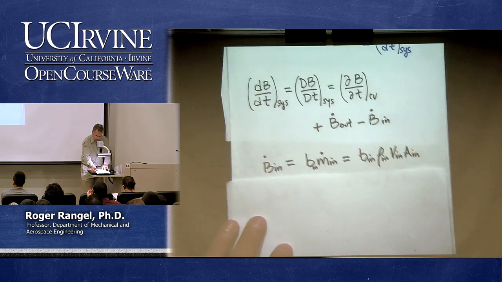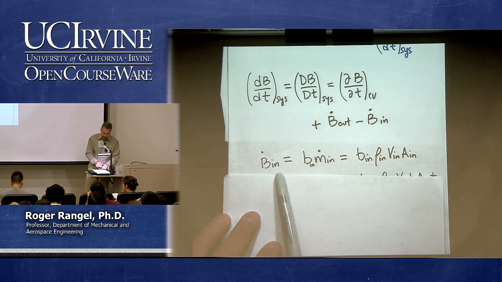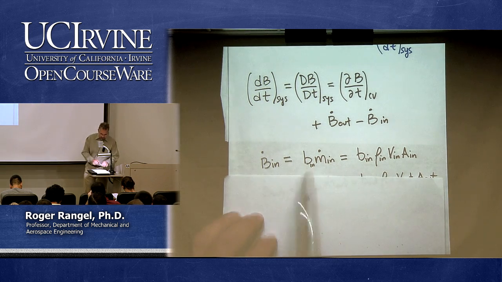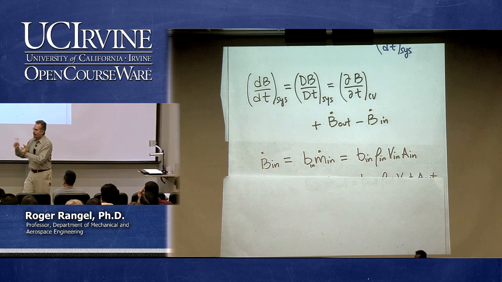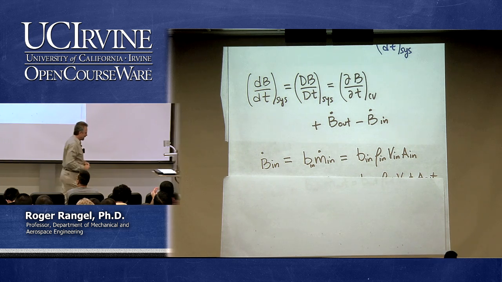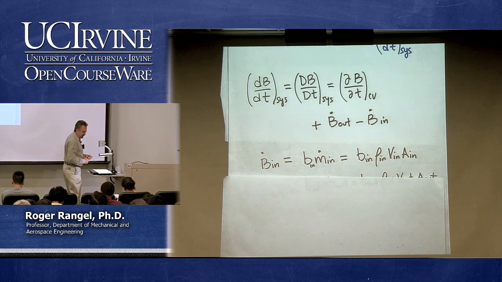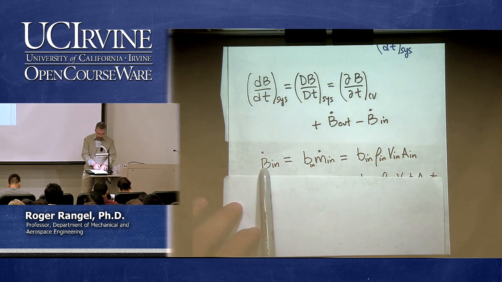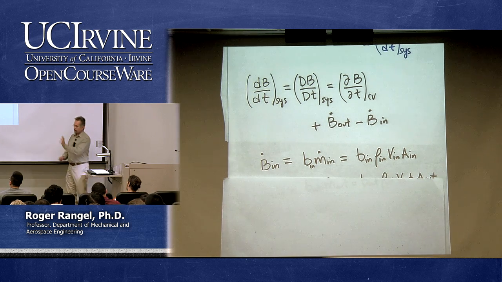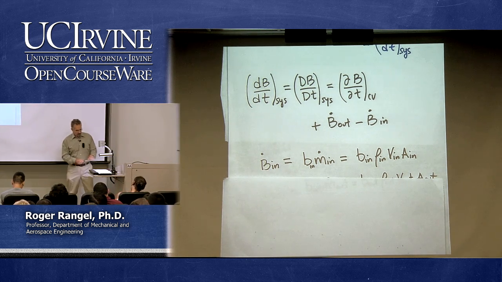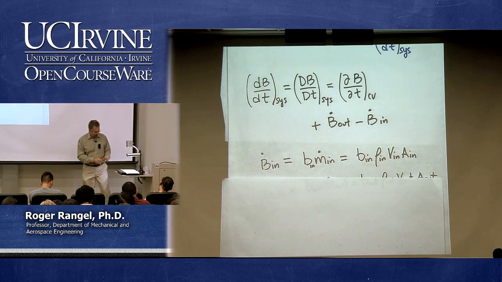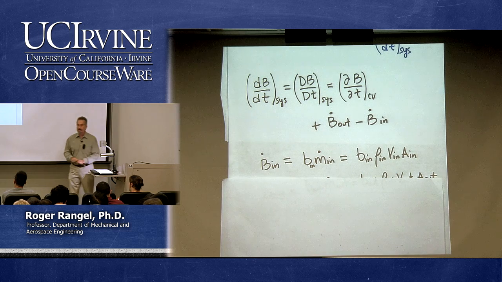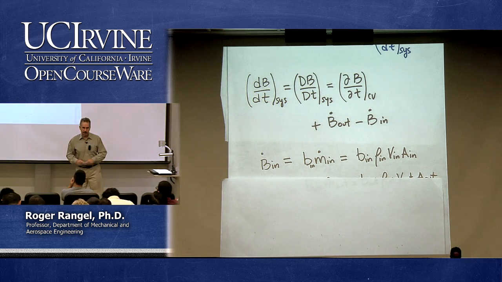B dot in is lowercase b in times m dot in. Because if you work out the units, you get what you want, right? For example, if you think that B is energy, then capital B dot is energy per unit time. Lowercase b is energy per unit mass. You multiply by mass per unit time, which is m dot, and you get energy per unit time.